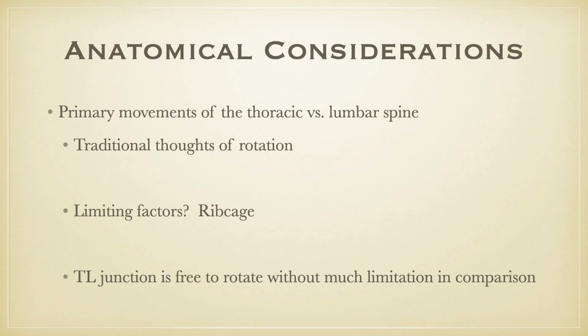But the thoracic spine does have limitations due to the rib cage. Some people have stiffer rib cages and thoracic spines, other people have more flexible ones, depending on age, typical function, and daily tasks that they might do. But the thoracolumbar junction is something we want to point out, as it is free to rotate without much limitation in comparison to the areas above and below it. And we'll go into reasons why in just a minute.